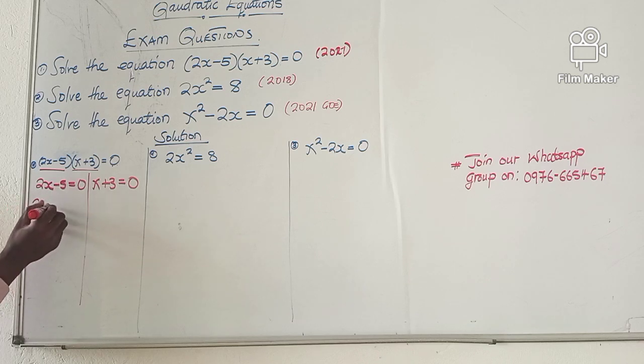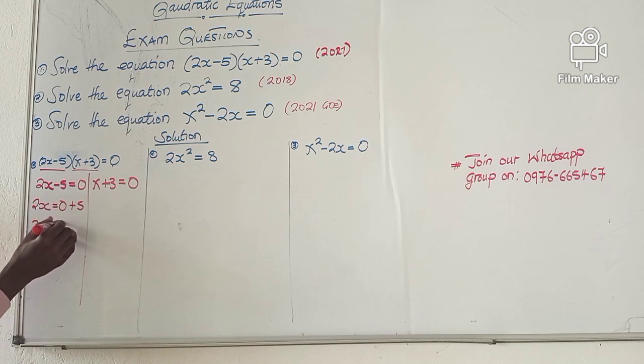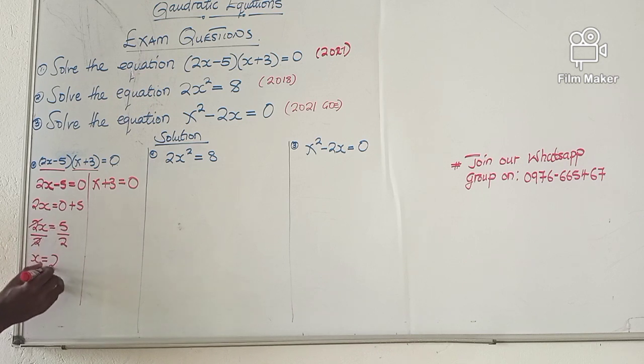So this will be 2x, we collect the like terms, equals to 0. This 5, when it crosses the equal sign, becomes a positive 5. So we have 2x is equals to 0 plus 5, it gives us 5. For us to have x as the subject, we divide both sides by 2. So these 2 and these 2 will cancel. Therefore x will be equals to 5 over 2, which is 2 and a half. There, you have your x.